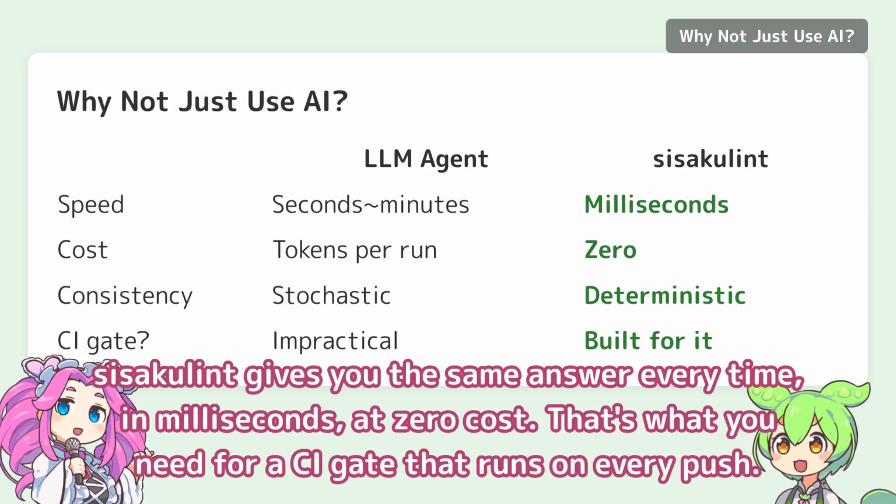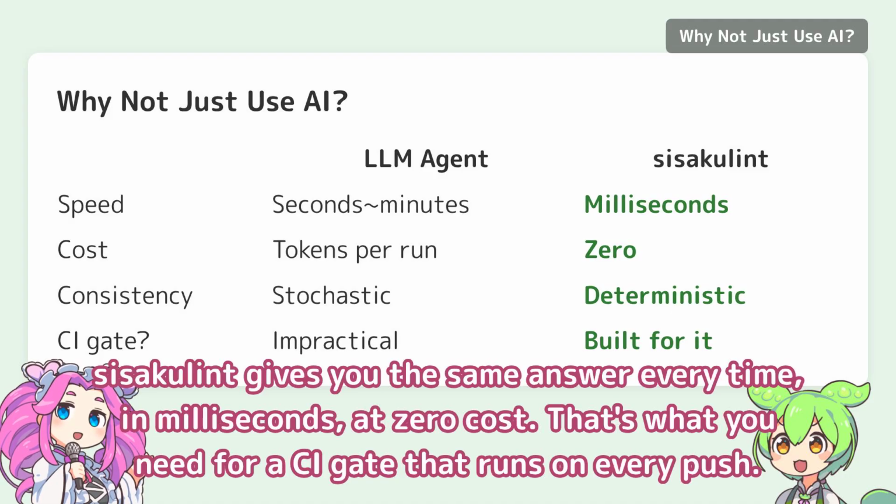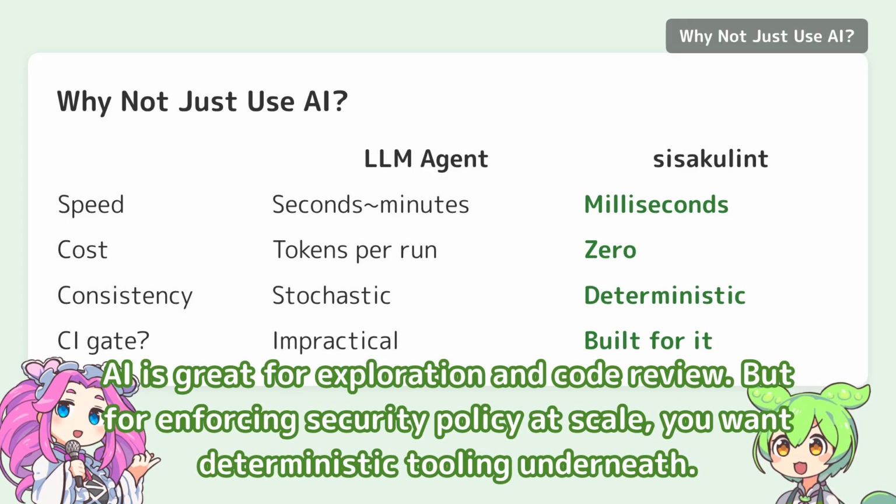Sisakulint gives you the same answer every time, in milliseconds, at zero cost. That's what you need for a CI gate that runs on every push. AI is great for exploration and code review. But for enforcing security policy at scale, you want deterministic tooling underneath.